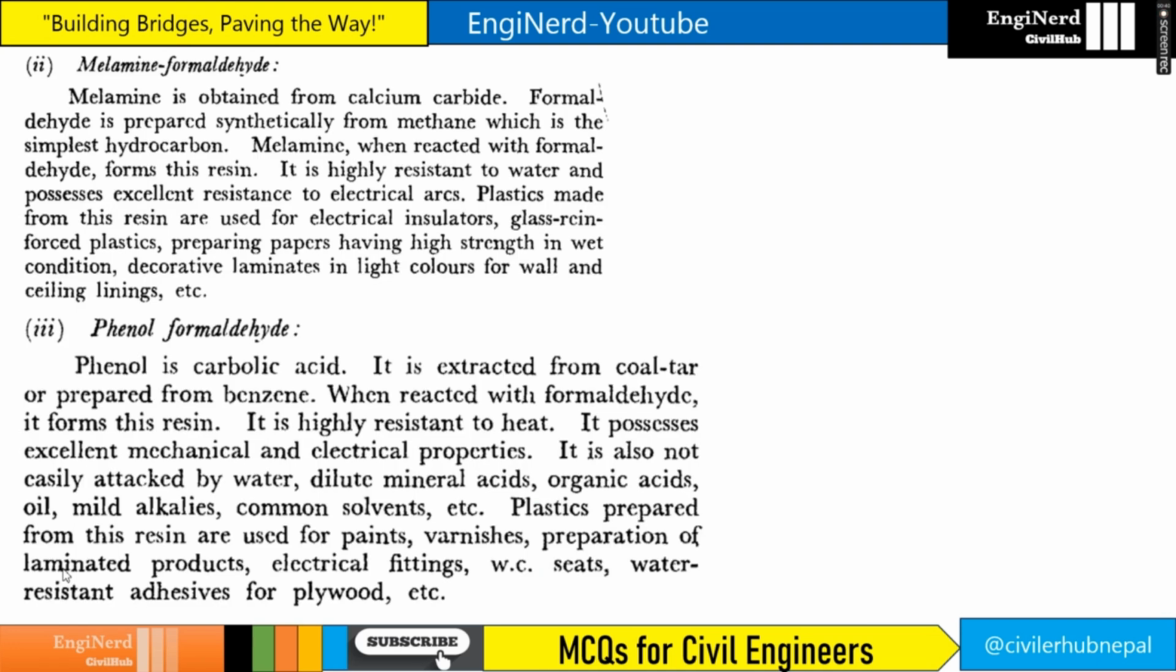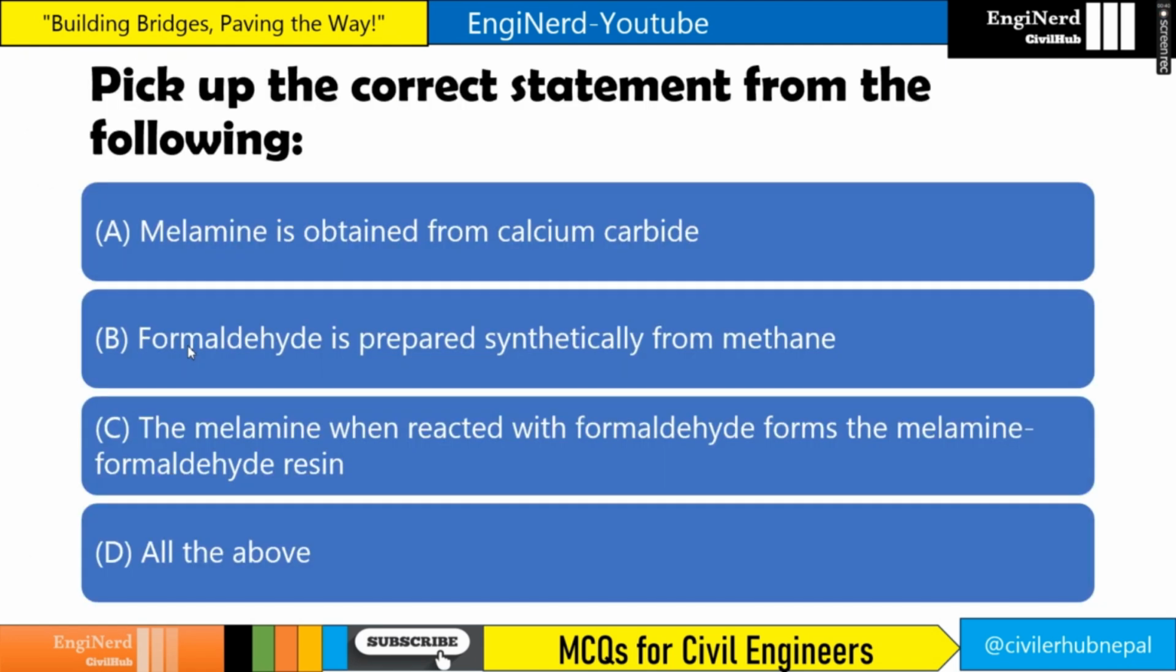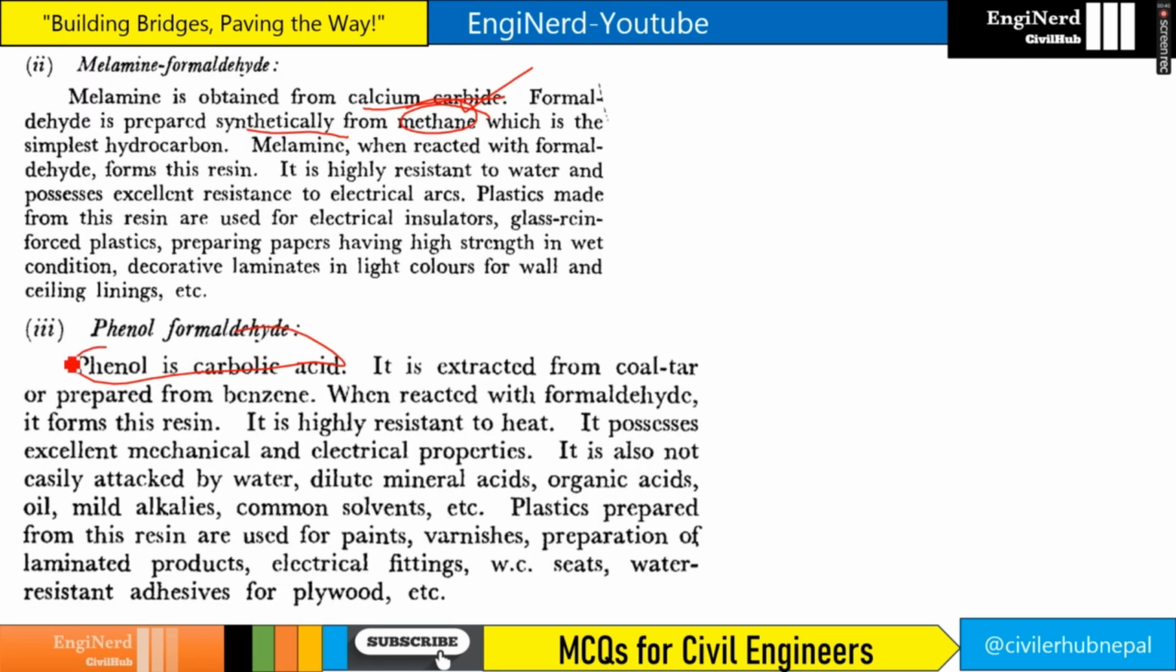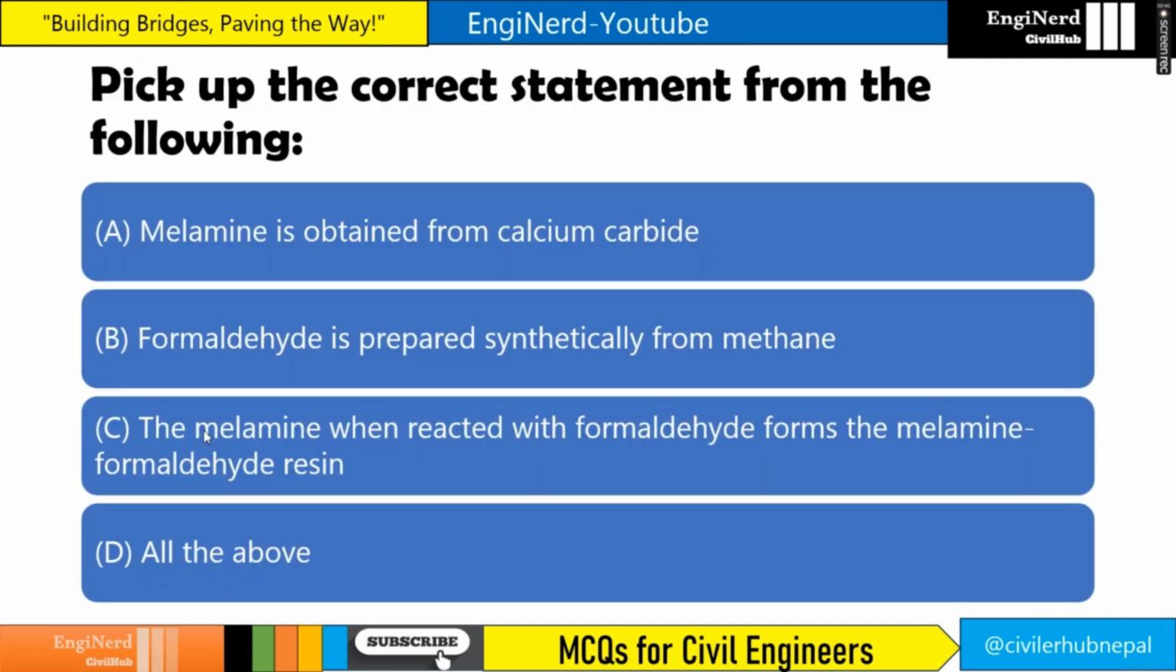All of the above. We see here melamine is obtained from calcium carbide, right? And formaldehyde is prepared synthetically from methane, right? And phenol is carbolic acid. Another important point, phenol, carbolic acid, is also asked, and it is extracted from coal tar or benzene. This is also asked, and when reacted with formaldehyde, it forms the resin. So our answer will be all of the above.